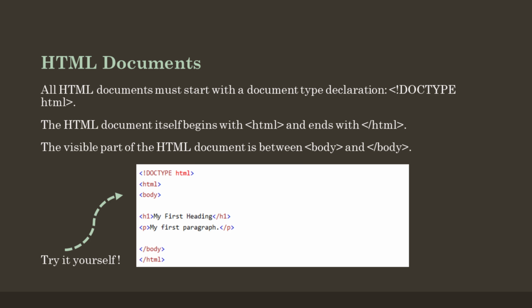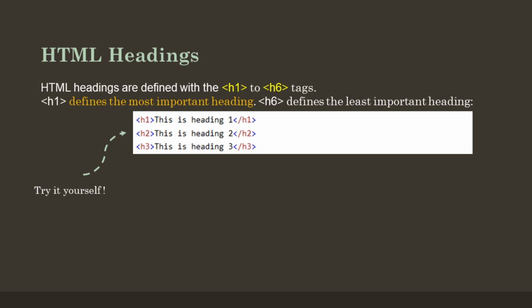Try it yourself. HTML headings. HTML headings are defined with H1 to H6 tags. H1 defines the most important heading. H6 defines the least important heading.